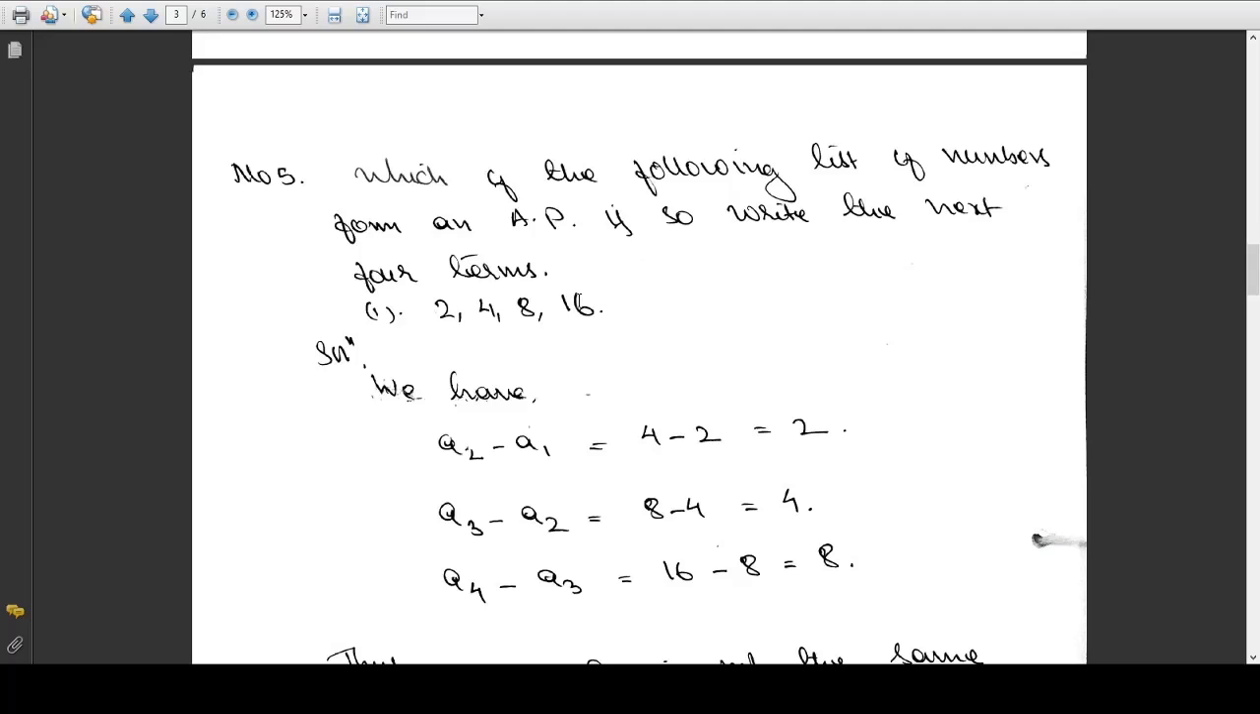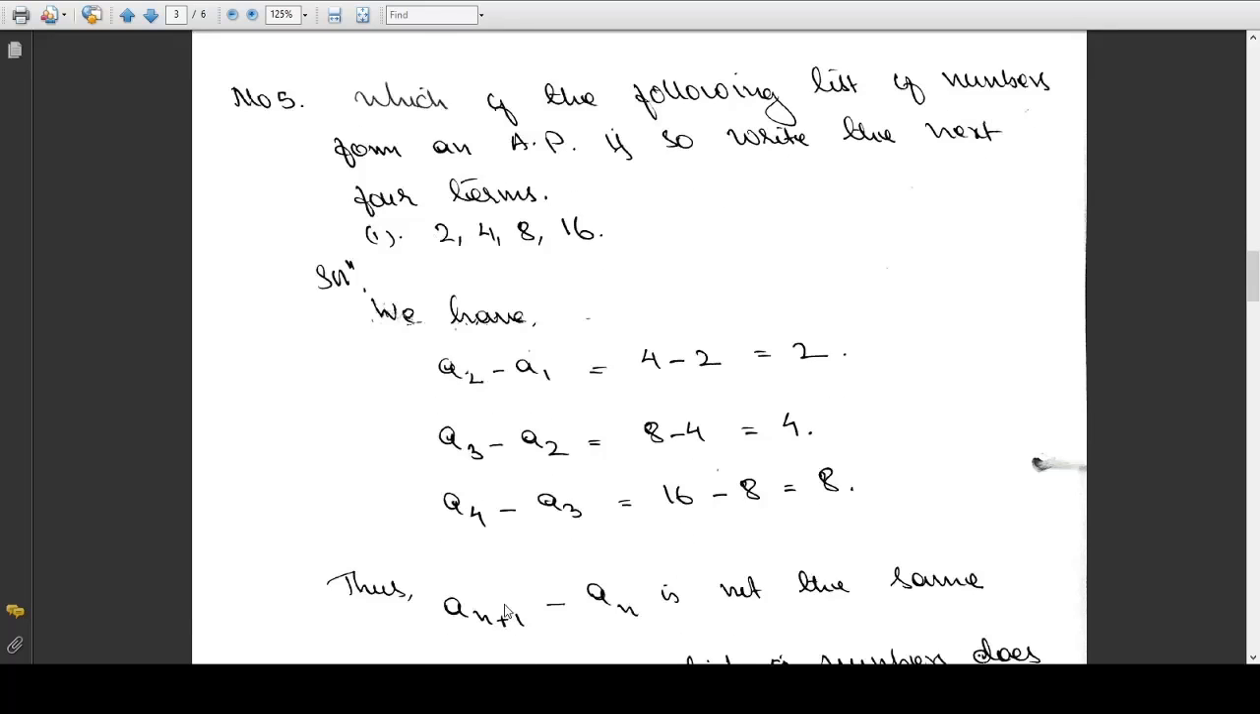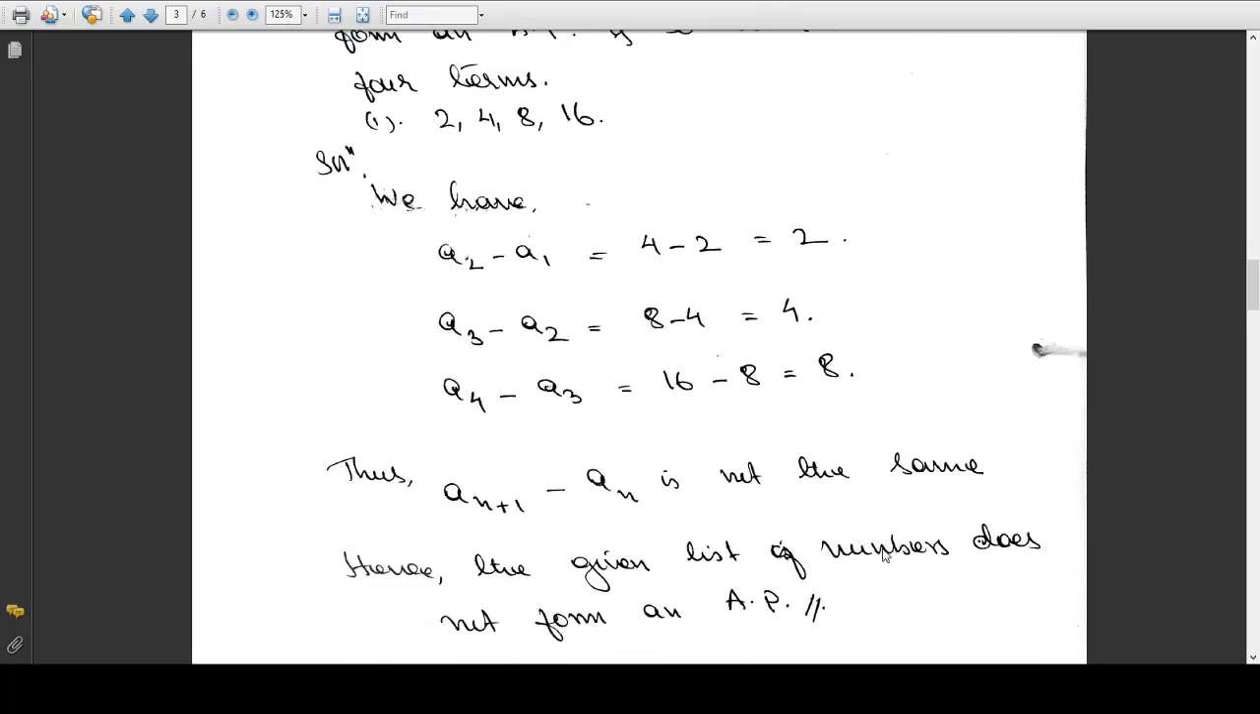Just simply look at the problem and you will know whether it's an AP or not. Now we'll try to solve it to show whether they are in AP or not. You see the common difference: the second minus the first term is 2. The third minus the second term is 4. The fourth minus the third term is 8. See, all the common differences that we are getting are different in each case, isn't it? That means they are not an AP.